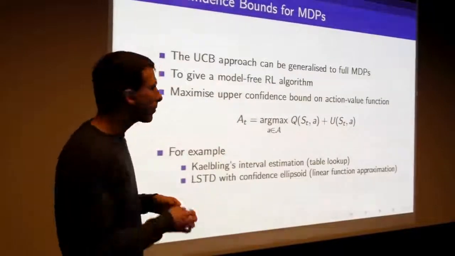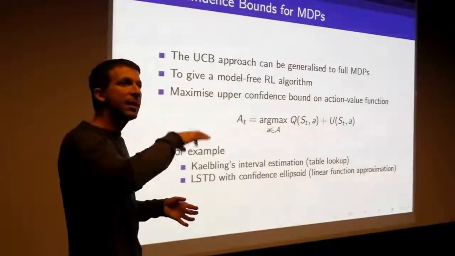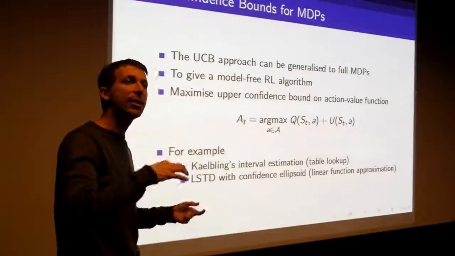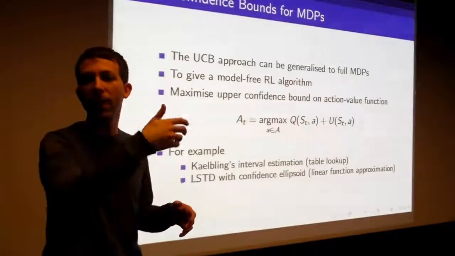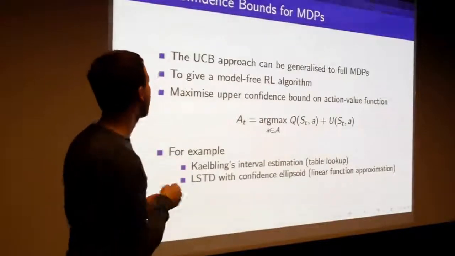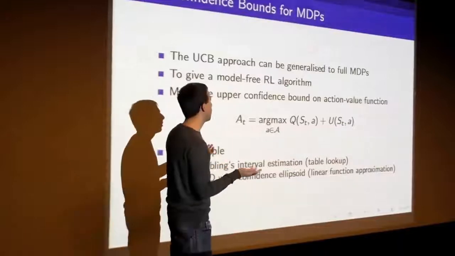So this is just to say that all of the ideas that we've seen in the previous sections extend to the MDP case, every one. So you can take upper confidence bounds for MDPs instead of for bandits. So what would that look like?